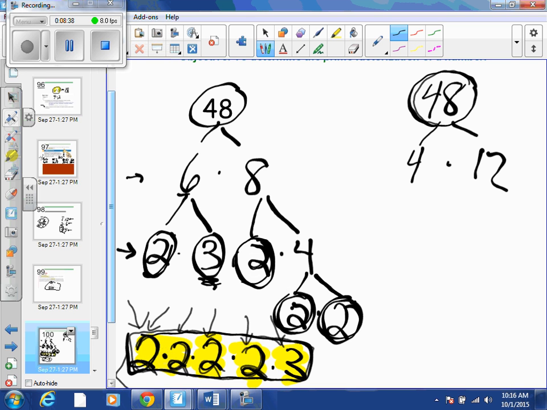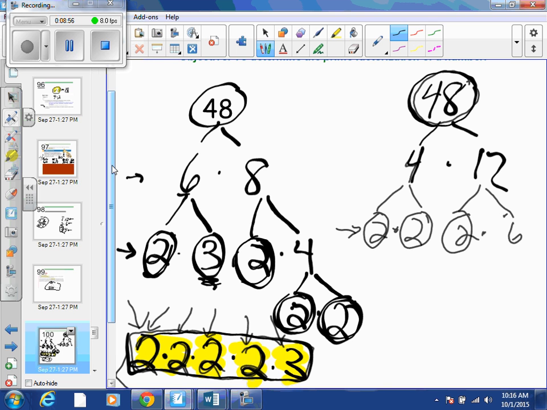Now let's check this one over here. All right, I said you could do it using any factor pair, and we use 4 and 12 over here. So let's break down 4 into 2 times 2. Let's break down 12 into 2 times 6, or 3 times 4. Either one will get you to the right spot. Now I check my next row. Prime, prime, prime. Oh, composite.